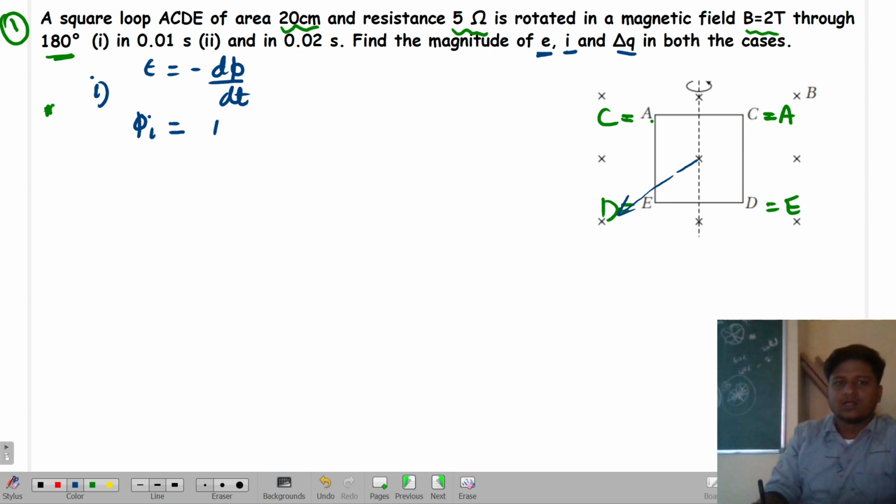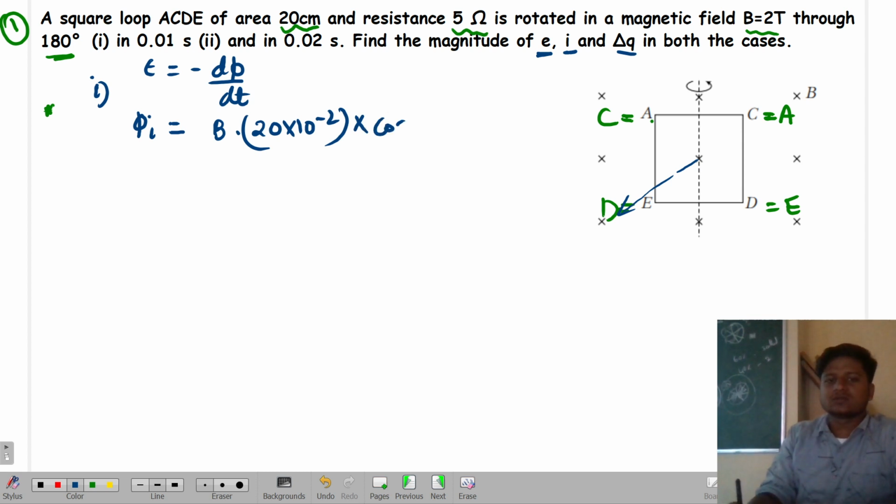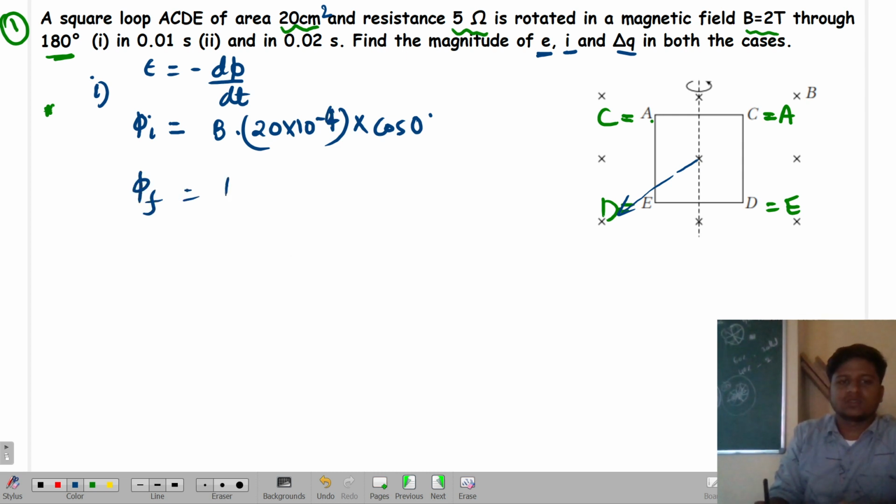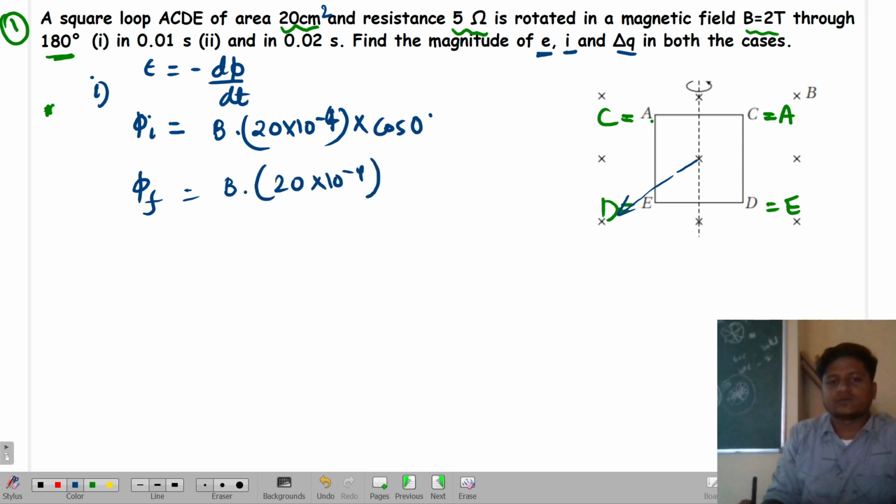So how much will that be? B into area of the square, which is 20 into 10 to the power of minus 2, into cos 0 degree. Here you write centimeter square, so this will become minus 4 over here. So therefore, phi final is going to be how much? Same magnetic field. Area still remains the same, 10 to the power of minus 4. But this has become cos 180 degree. Got it or not?